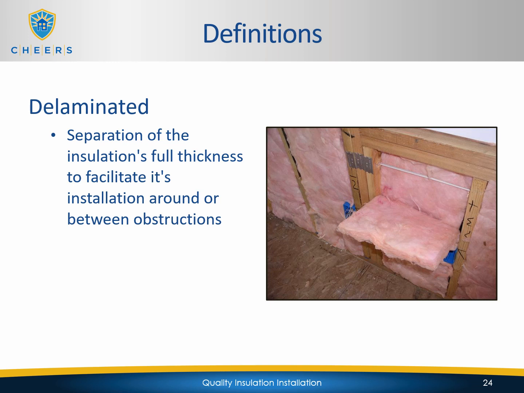Delaminated. That is the separation of the insulation's full thickness to facilitate its installation around or between obstructions. So in this particular case, you can see an electric wire running through the middle of the framing assembly. The insulation would be delaminated in half so that you would have equal insulation in front and in back of the wiring. You do not want to compress the insulation against the wire because that's going to create a gap on the outside.